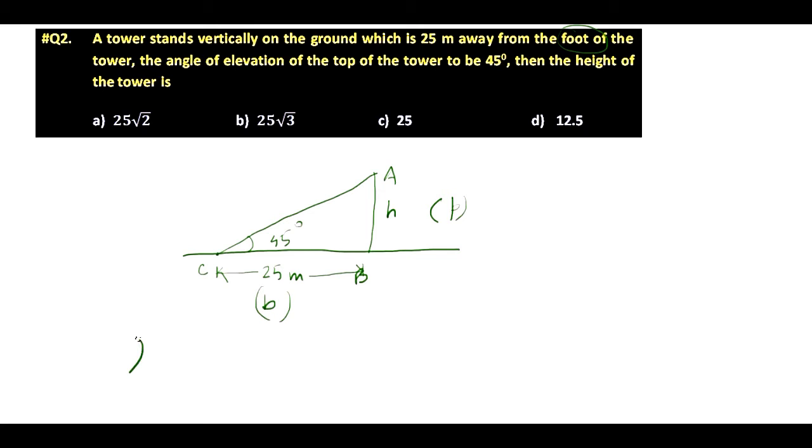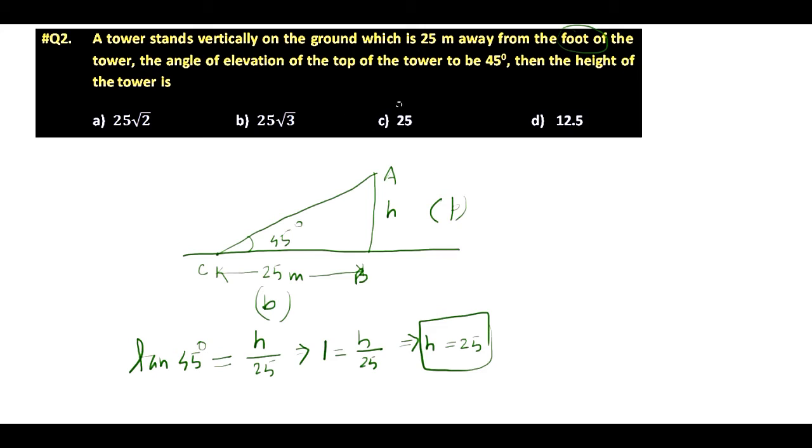And what will be this? This is base. Again, which ratio you have to use? It is tan of 45 degree. That will give you what? Perpendicular, that is here it is h by 25. Now can you tell what is tan 45? It is 1. So this is h by 25. Now cross multiplying it, what you will arrive at? 25. So what is the height? 25 meters. So this will be your correct answer.